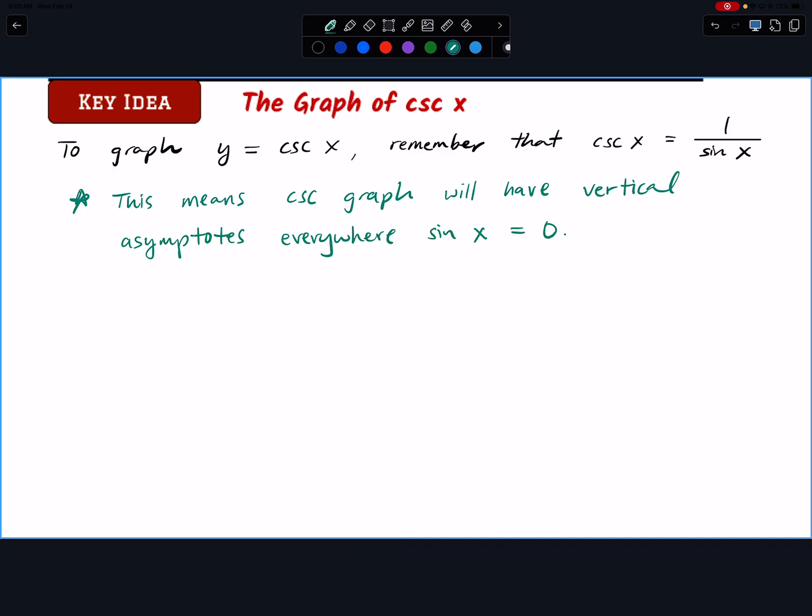So see if you guys are paying attention. Where does sine of x equal 0? At every what? Pi.